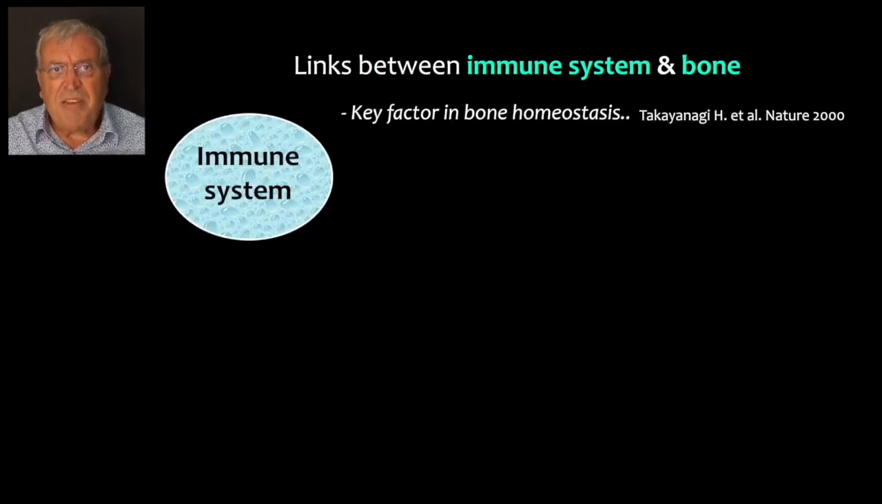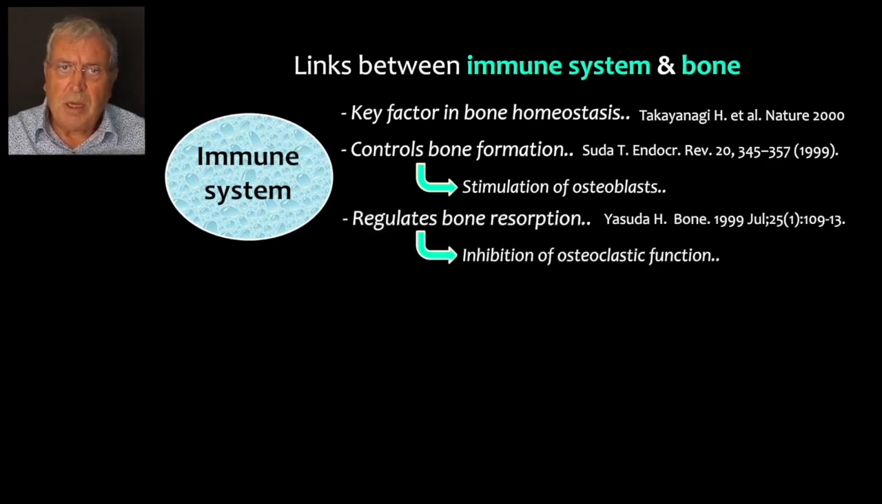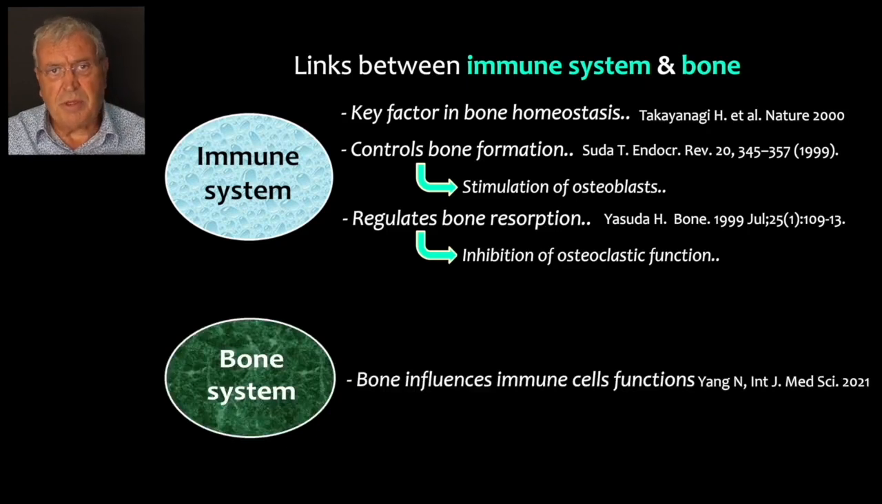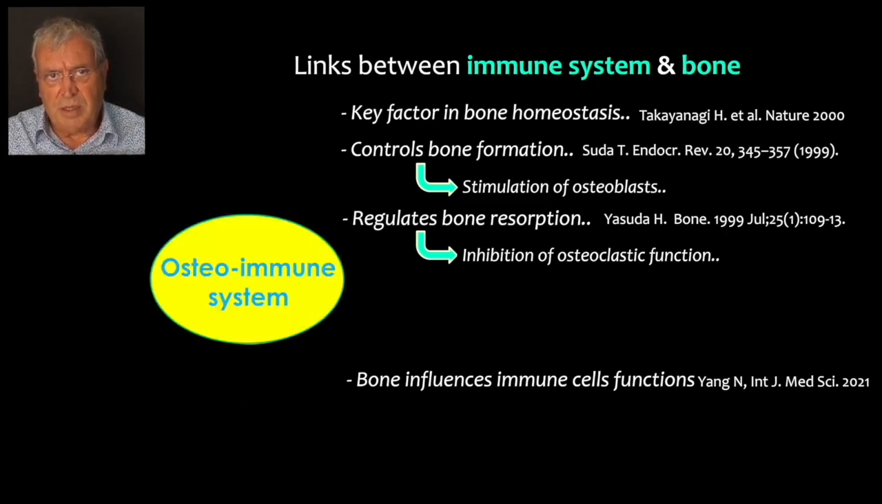The immune system is the key factor in bone homeostasis. It controls bone formation by stimulation of osteoblasts. It regulates bone resorption by inhibition of osteoclastic function. But the bone system influences the immune cells' functions, and then from a scientific point of view today, we consider that we have only one system, the osteoimmune system.